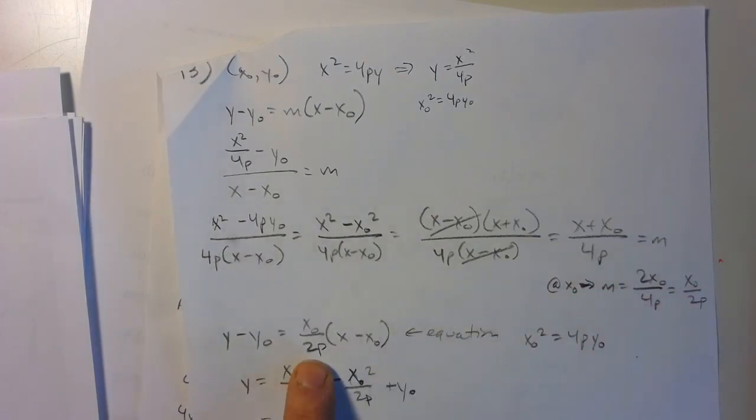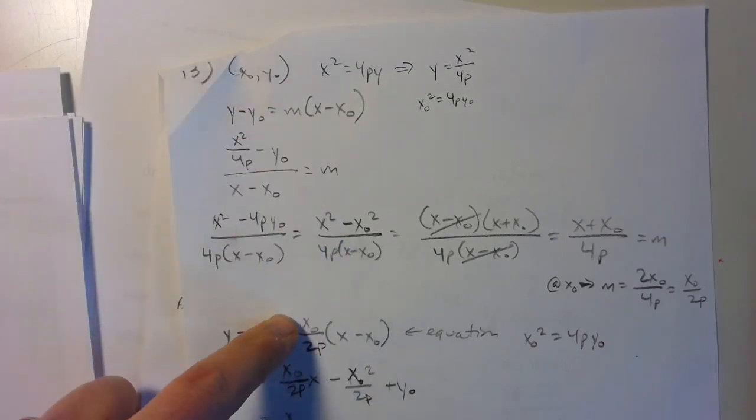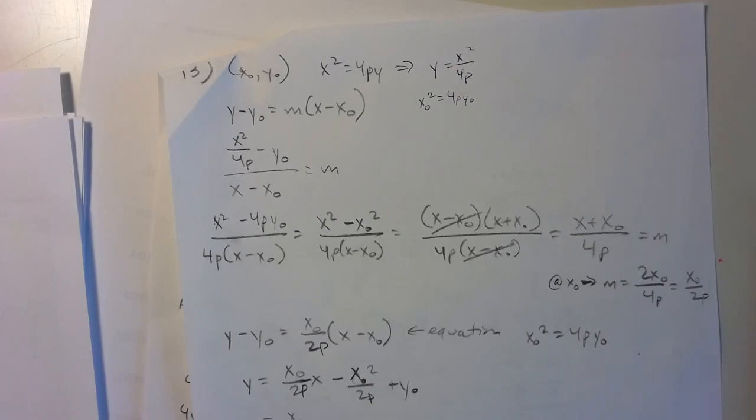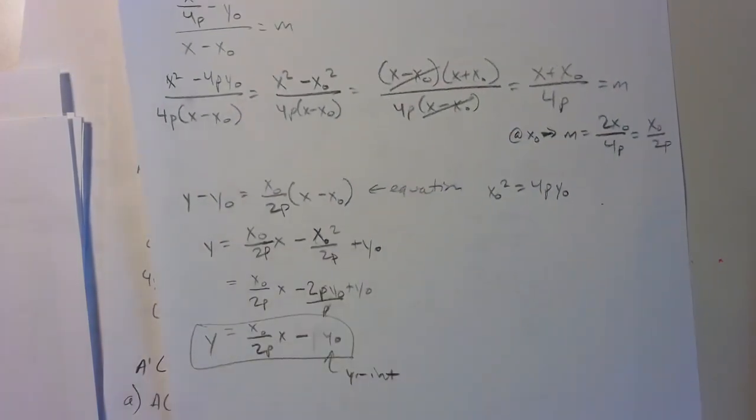I put that into the equation that I had at the beginning. Right there, I distribute and put it into slope-intercept form, and I find that my y-intercept there is negative y sub 0.